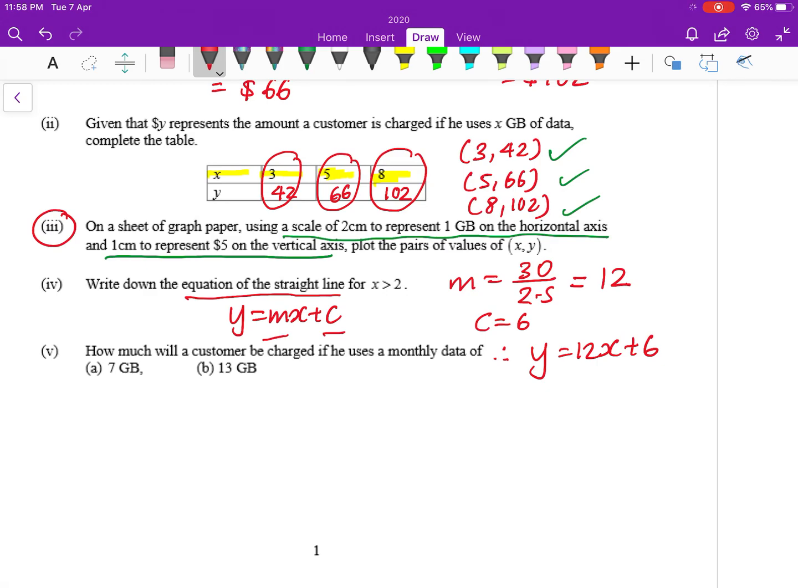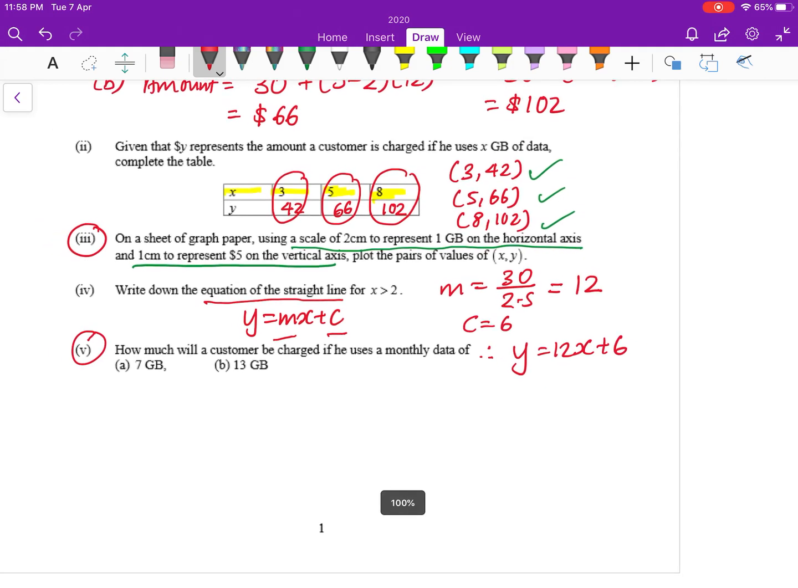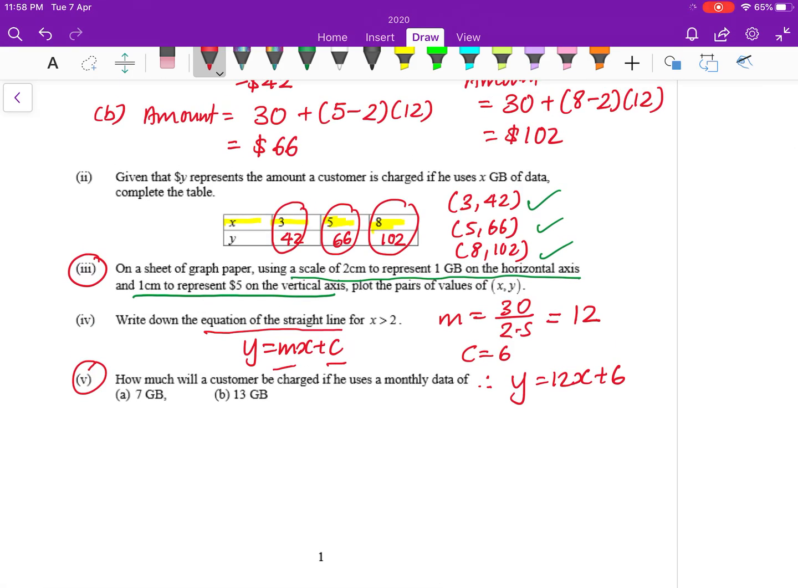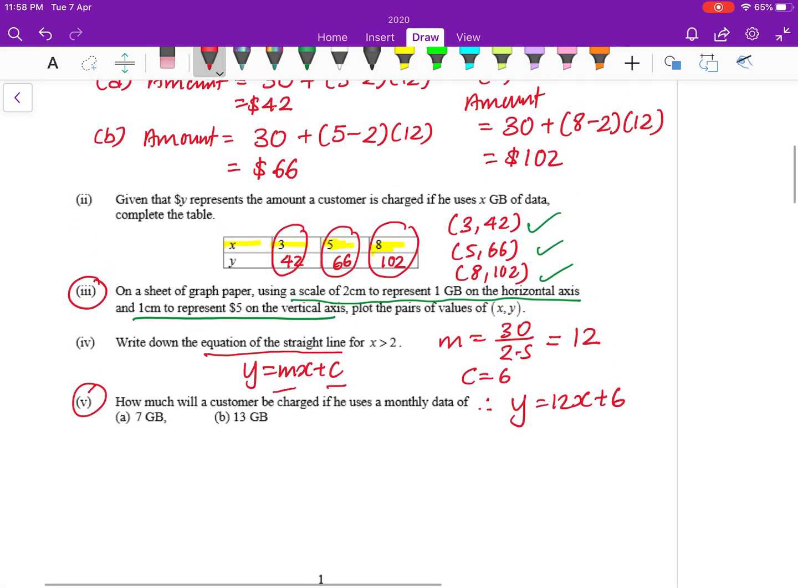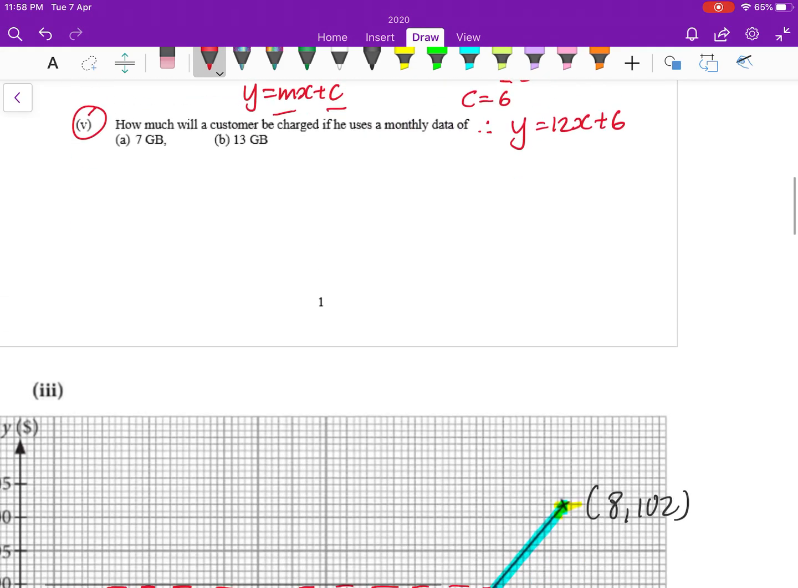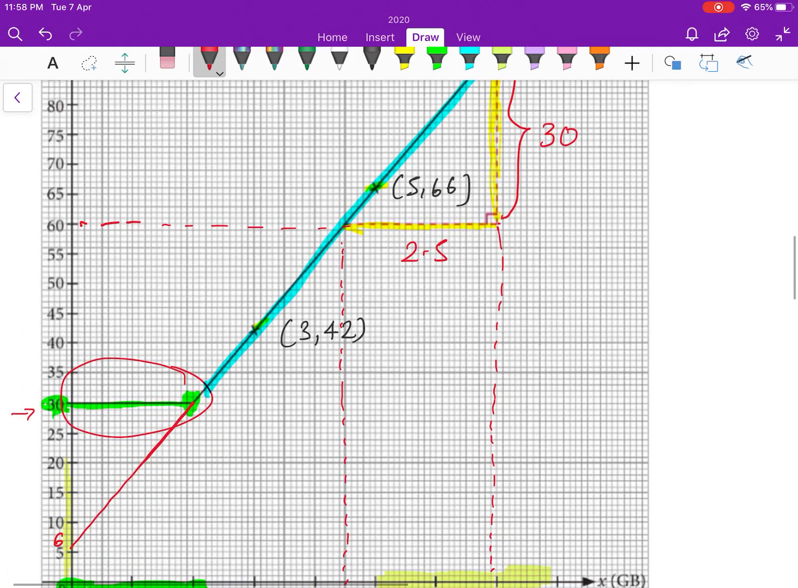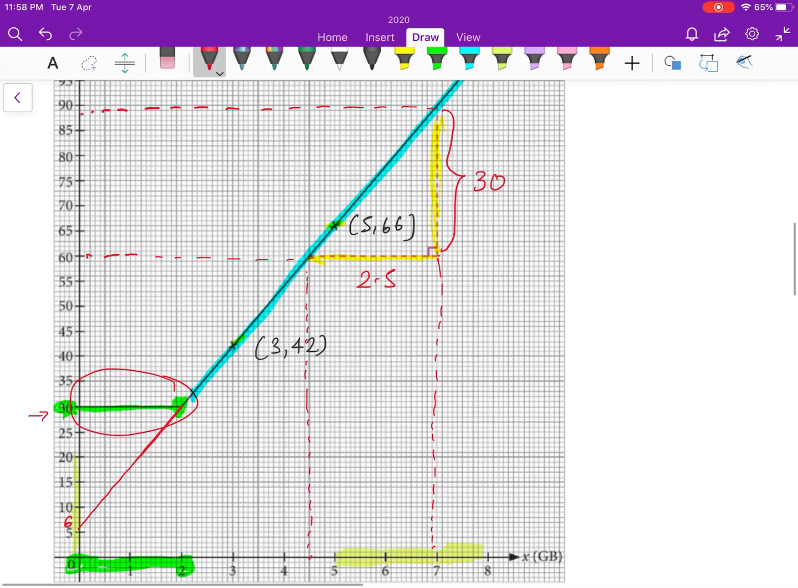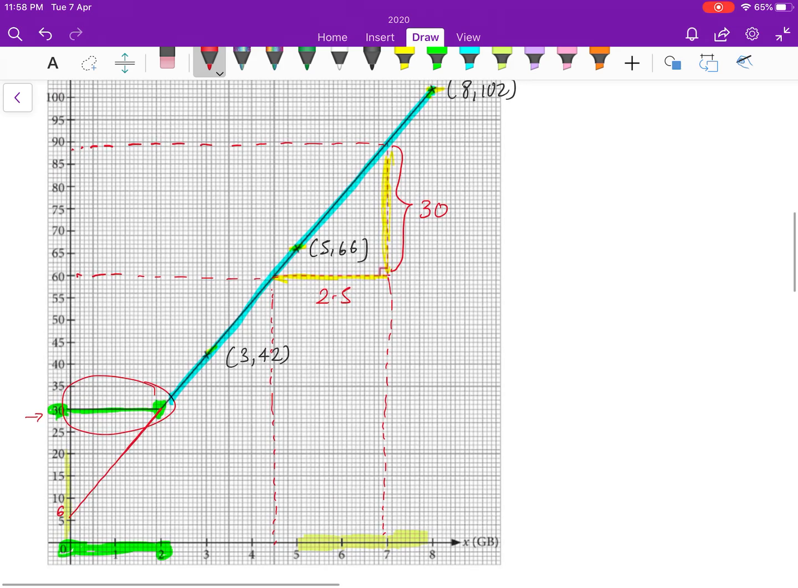Based on this, I can solve part 5. How much will a customer be charged if he uses a monthly data of 7 gig and 13 gig? I can choose not to use the formula from part 1. I can choose to look at the graph. Let's see 7 gig. When you read your graph, 7 gig is here, right? What's the answer?